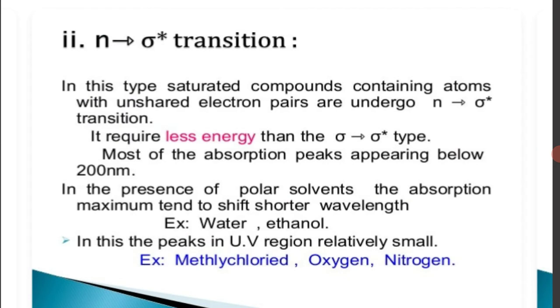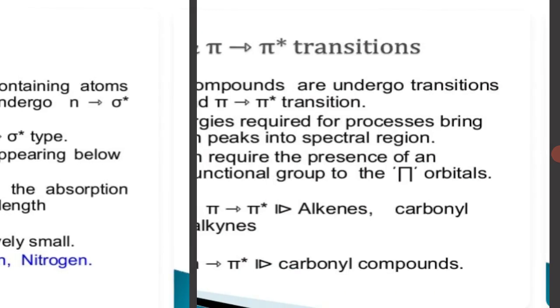Second is n to sigma star transition. In this type, saturated compounds containing atoms with unshared electron pairs undergo n to sigma star transition, and it requires less energy than the sigma to sigma star transition. Most of the absorption peaks appear around 200 nanometer. In the presence of polar solvent, the absorption maximum tends to shift to shorter wavelength, for example water and ethanol, and in this the peaks in the UV region are relatively small, for example methyl chloride, oxygen and nitrogen.